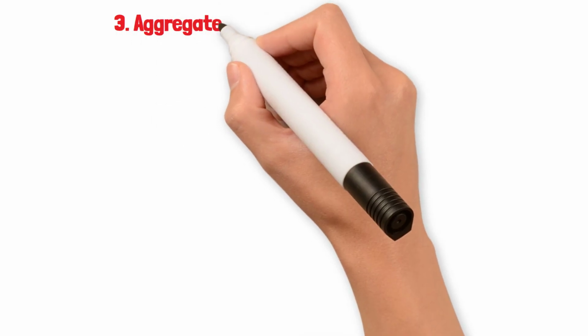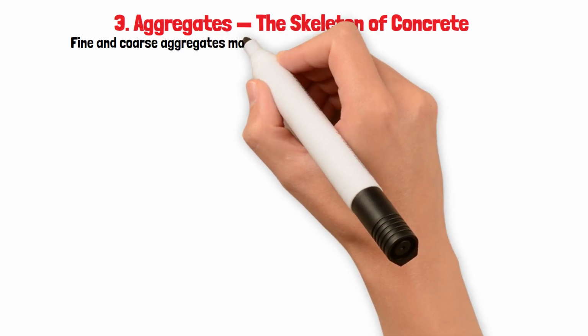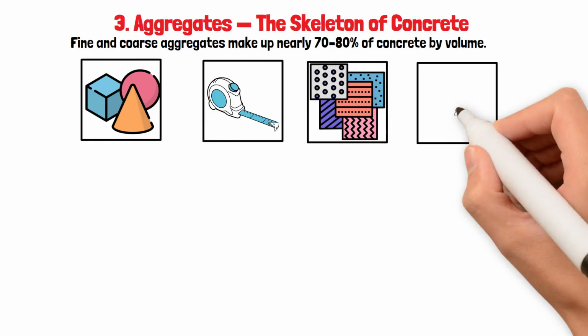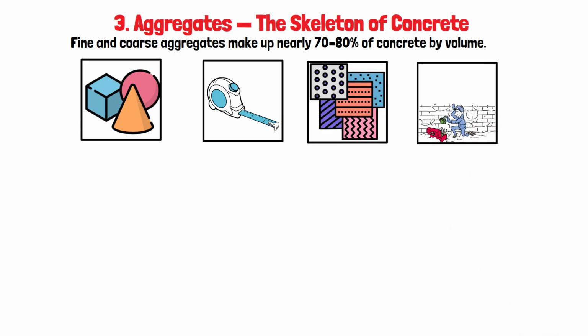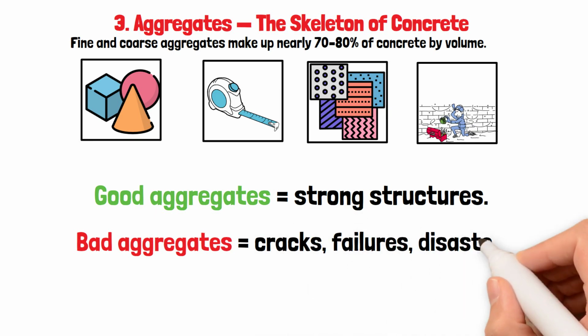3. Aggregates, the skeleton of concrete. Fine and coarse aggregates make up nearly 70 to 80% of concrete by volume. Their shape, size, texture, and moisture content can make or break a project. Good aggregates equals strong structures. Bad aggregates, cracks, failures, disasters.